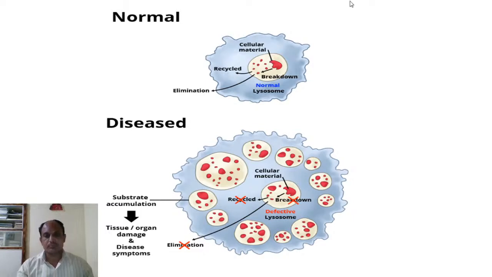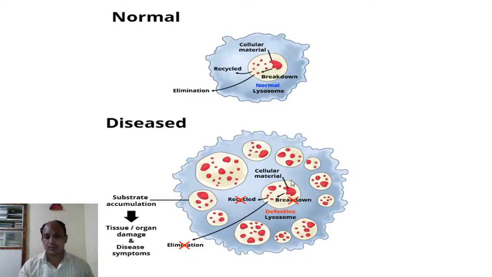These enzymes break down the cellular material into smaller particles or fragments, which can go for recycling of that cellular material, or sometimes it is eliminated from the cell. So this is the normal functioning of the lysosome. But when lysosomes are not functioning normally or properly, as I told earlier, it leads to lysosomal storage diseases. See here, this is the cellular material again, and normally there is a breakdown of that cellular material if the enzymes are secreted or produced normally, or if they are functioning properly.